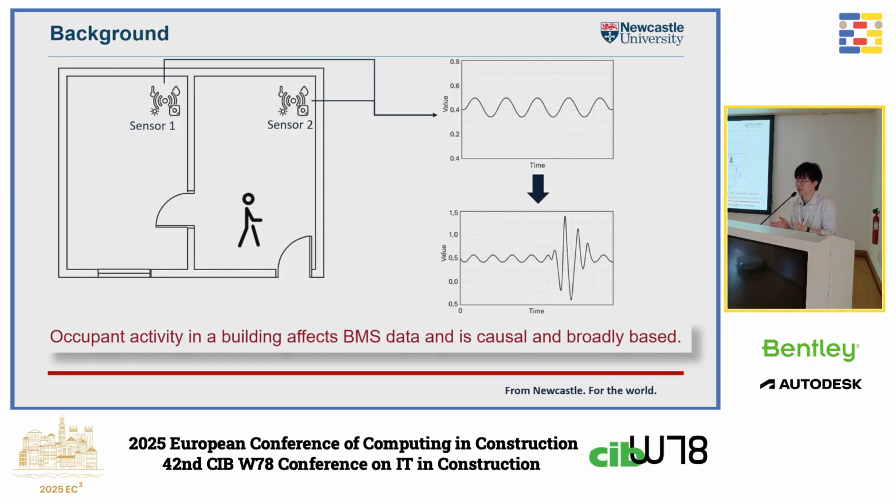And you not only find this fluctuation in the sensor where the activity happens, but you could also find it in other spaces. This means that maybe the activity's influence spreads to another space, or just because the humans cross these two rooms. So it shows how occupant activity influences the BMS data, which is crucial and broadly based.